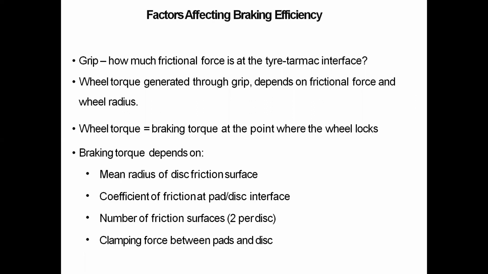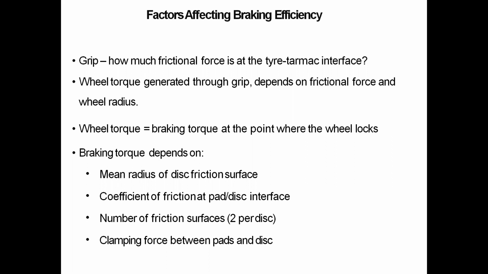And also, what are the factors affecting braking efficiency? One is grip, another is wheel torque generated through grip, and the third is wheel torque. The braking torque depends upon the mean radius of the disc friction surface, coefficient of friction at pad and disc surface, number of friction surfaces, and clamping force between pads and discs. These are the factors of braking efficiency.